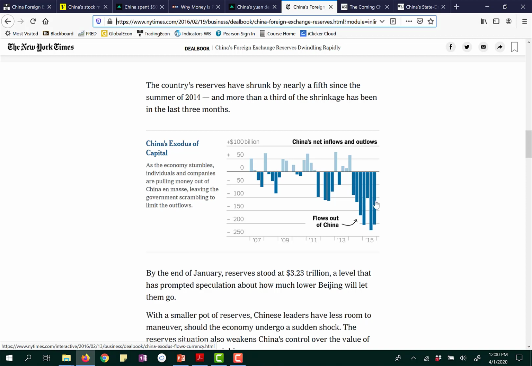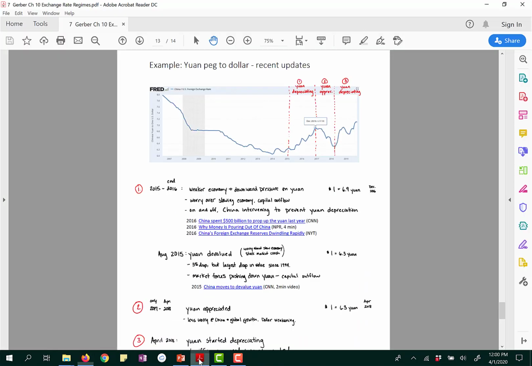in the 2015 timeframe. So during that time frame, the Chinese government actually devalued the yuan in August of 2015, and it was a big surprise. It took everyone by surprise. It was a 3% drop, but that was the largest drop in value since that 1994 devaluation.